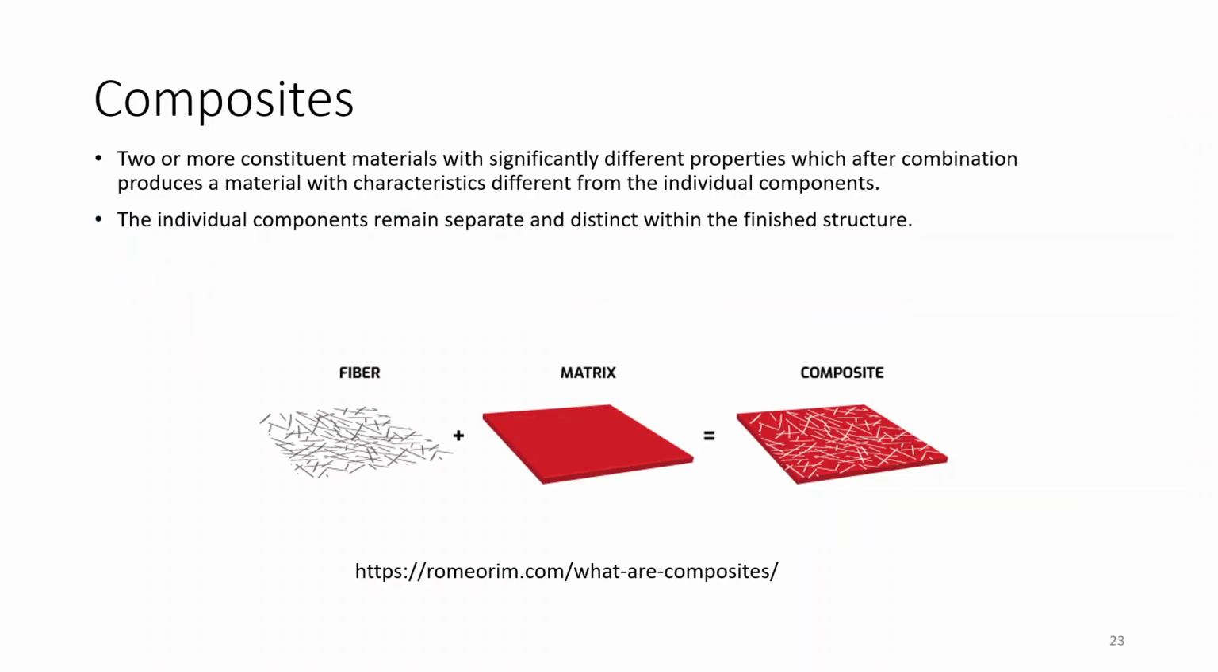Composites are two or more constituent materials with significantly different properties, which after combination produce a material which has characteristics different from the individual components, and the individual components remain separate and distinct within the finished structure. So they will have a physical boundary between these two structures. They won't be combining. They will have two parts, reinforcement and matrix. Reinforcement can be fiber, particles, whiskers, rods and other forms.